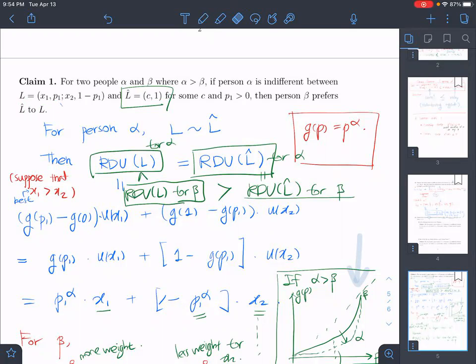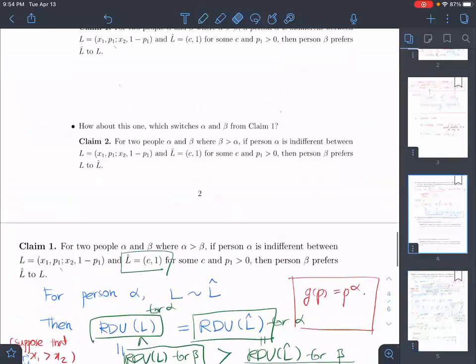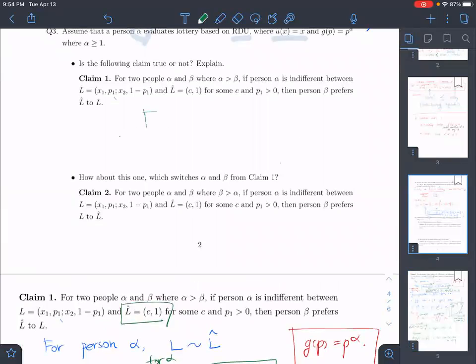So just evaluating this claim, it is false. Beta prefers L to L hat. Okay. So the guy named beta will prefer this risky outcome over this certainty equivalent.